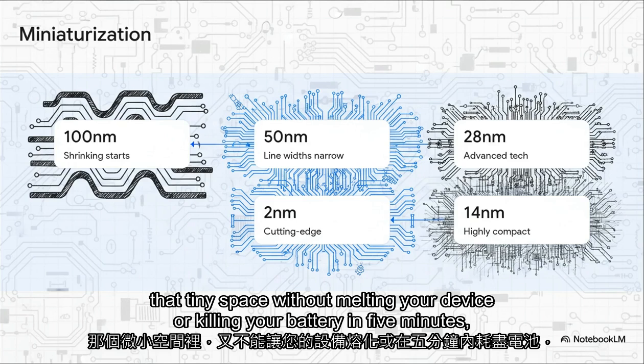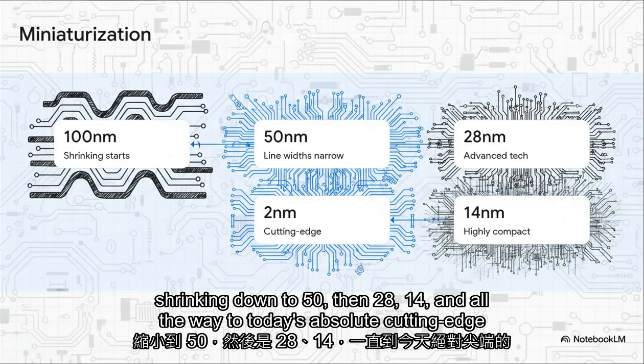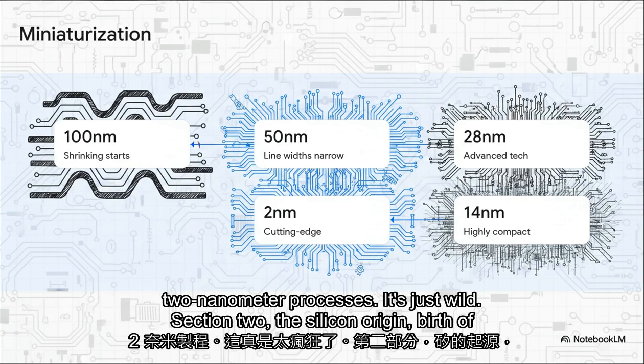Now, to cram massive computing power into that tiny space, without melting your device or killing your battery in 5 minutes, engineers have continuously shrunk these IC line widths. We've gone from 100 nanometers, shrinking down to 50, then 28, 14, and all the way to today's absolute cutting-edge 2-nanometer processes. It's just wild.